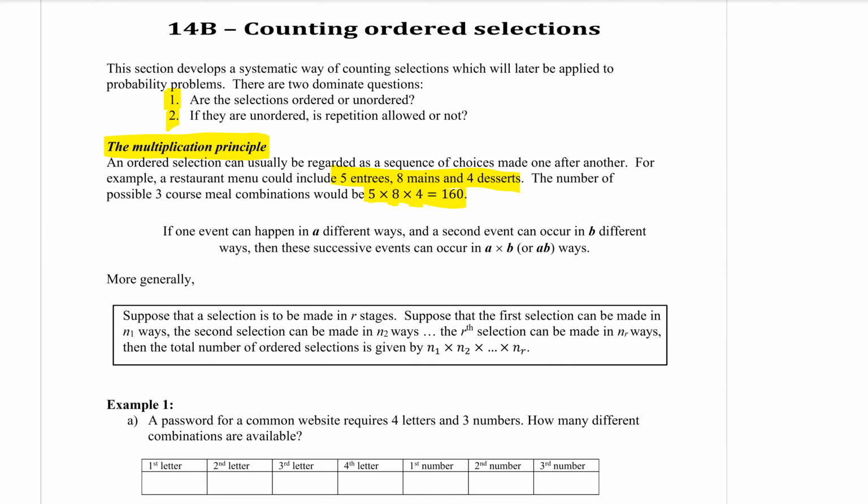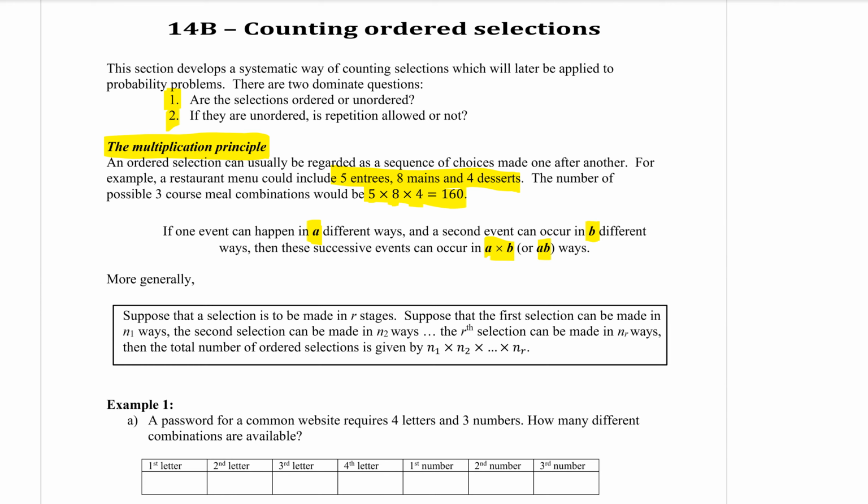There is a little catch that you're probably already thinking about: what if I only wanted 2 courses or 1 course? But we're not going to worry about that yet. We have to choose an entree, main, and dessert. We won't get any fancy stuff just yet. If one event can happen in A ways and a second event can happen in B ways, so this is like a generalization here, that means for the successive events we're just multiplying them together, A times B, or AB ways. It's just giving you a little bit of a rule.